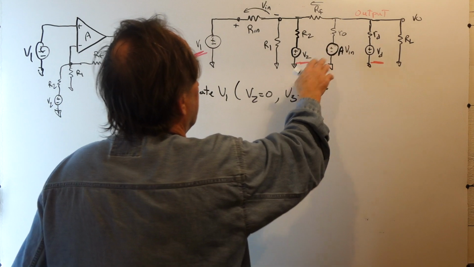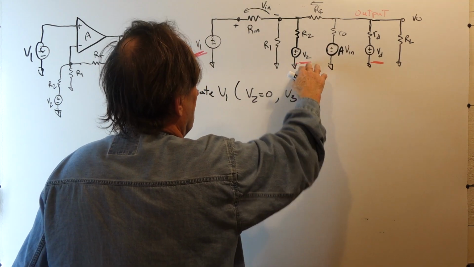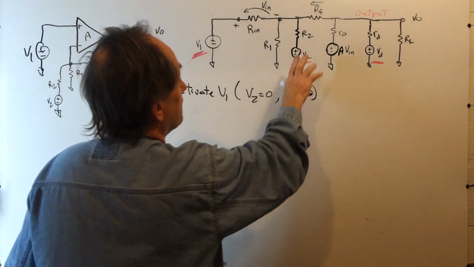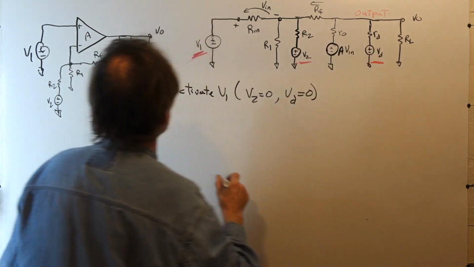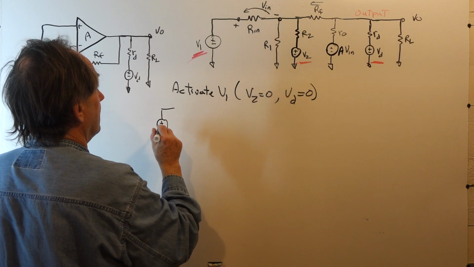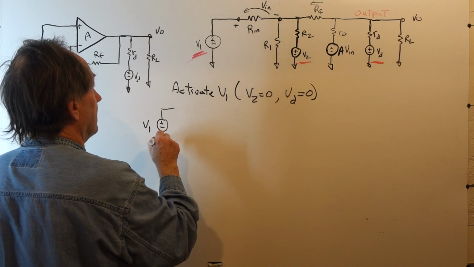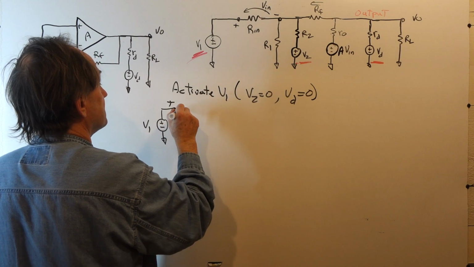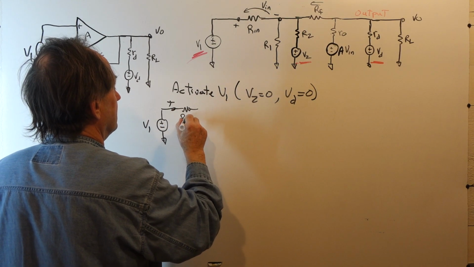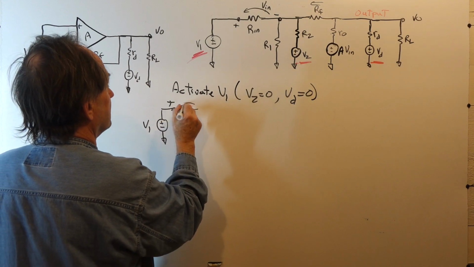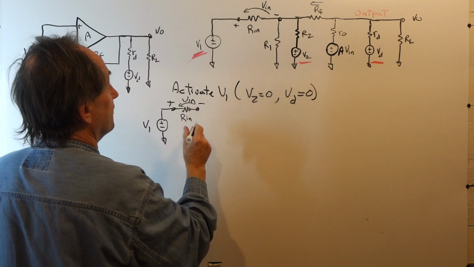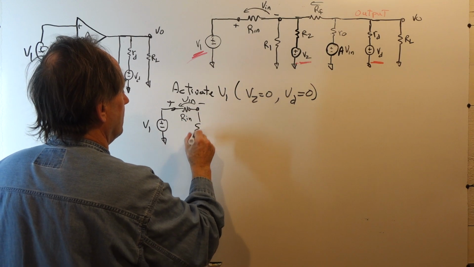When V2 and VD are 0, we replace these with a short. So let's draw our equivalent circuit. This is V1, the plus terminal, the non-inverting terminal of the op-amp. This is our V1 or Vin. This is the inverting terminal. We have R1.